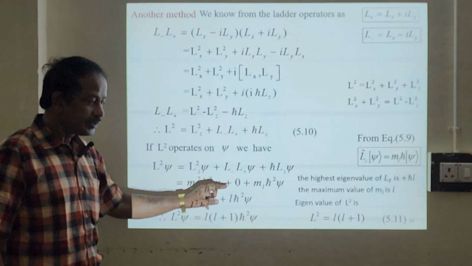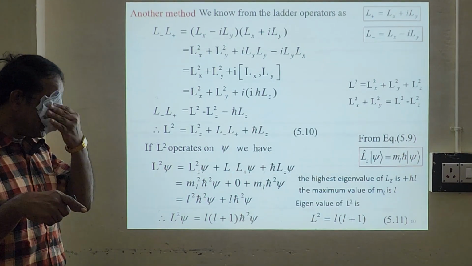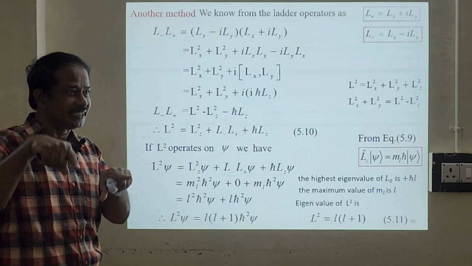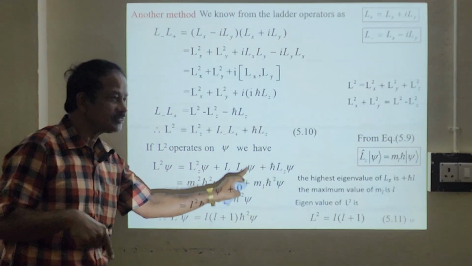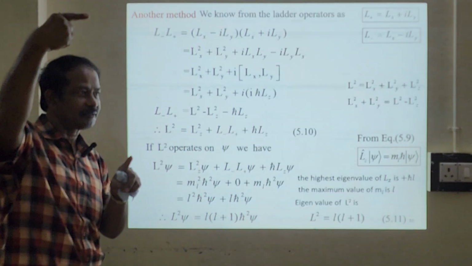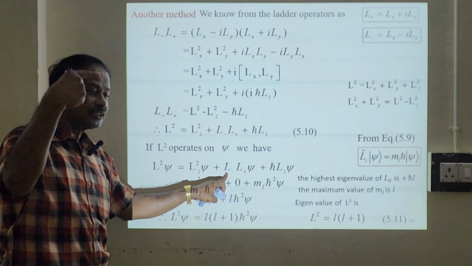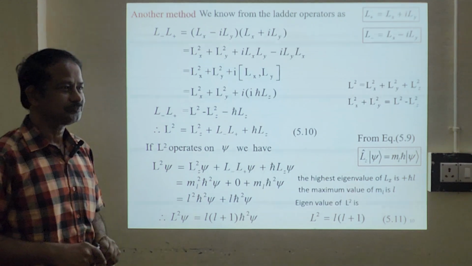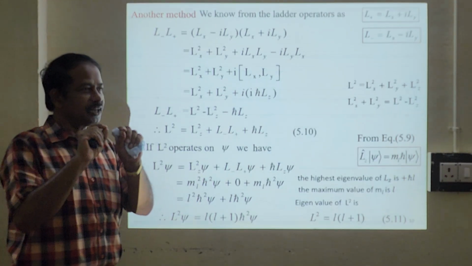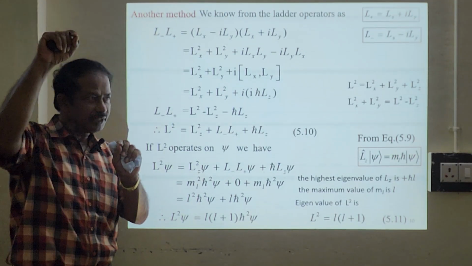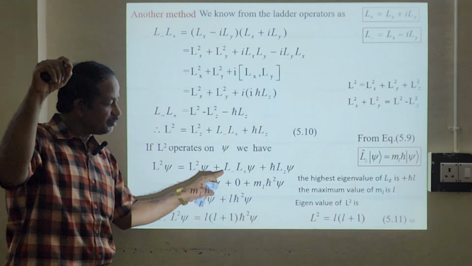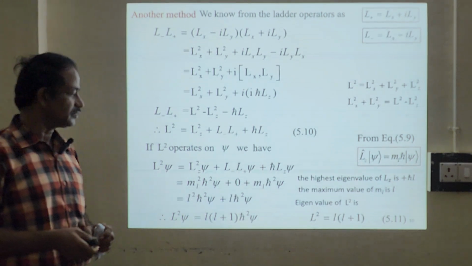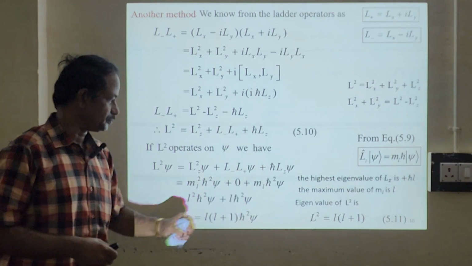Now look at this term. You have L plus operating on psi. See, L plus operating on psi will go to a higher value. Then L minus will operate on that higher value and give you again the same value. So the answer will be 0. I repeat, the ladder operator will operate on psi and lift it one step up. Again L minus is there, and it will come down. So there will be no net operation at all. So that's why this term is 0. Now we have these two terms.